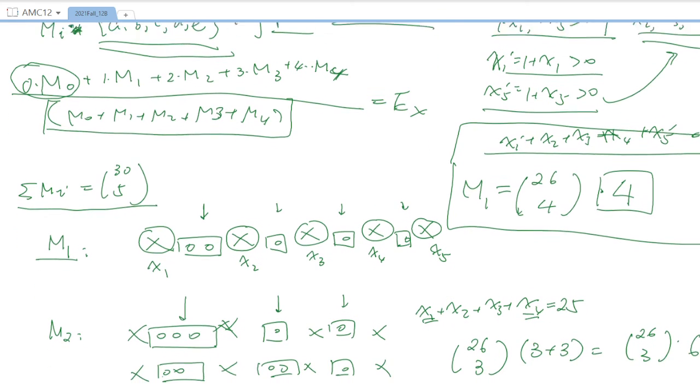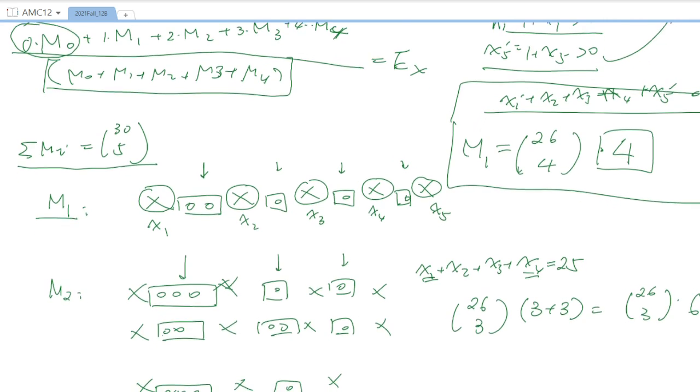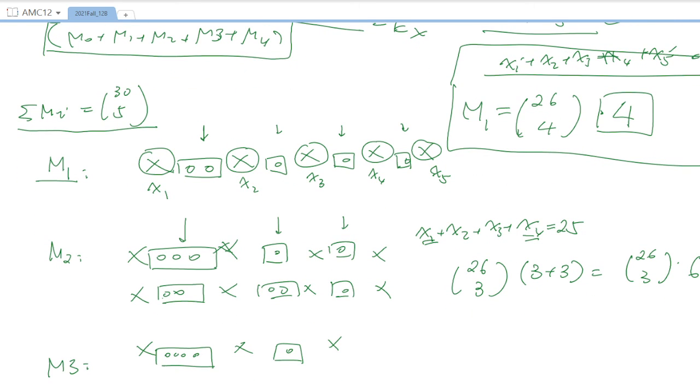Now the next one is the M3. Let's count how many of the 3. So we can have 1, 2, 3, 4. That's 3, and we have one separate. The second one we can have is 1, 2, 3, and we're adding another 2. So basically, this problem tells x1 plus x2 plus x3 equal 25. Again, this is greater than or equal to 0. If we expand it, it's 26 choose 2.